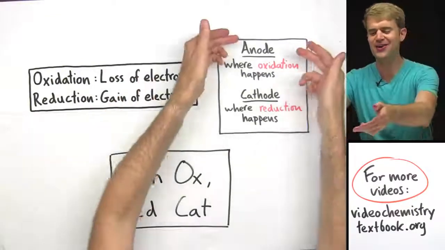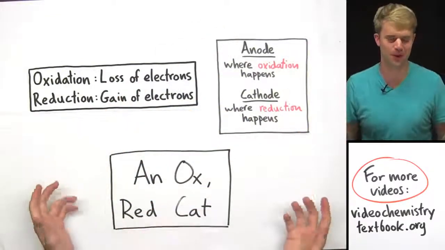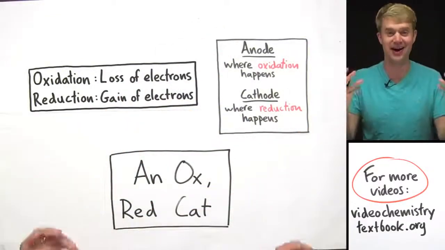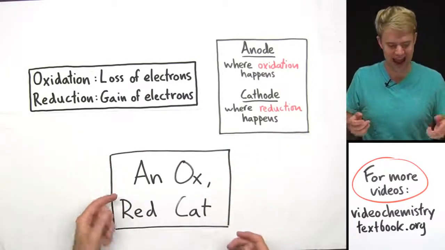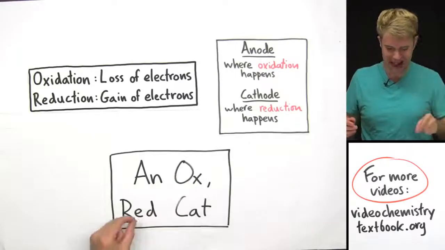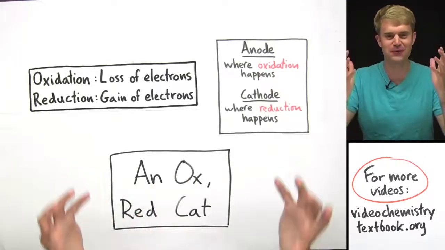Okay, so anode, cathode, how are you going to remember them? Well, this is a really easy mnemonic, a way to remember it. It's kind of like thinking about two animals. An ox, red cat. Just remember that right now.